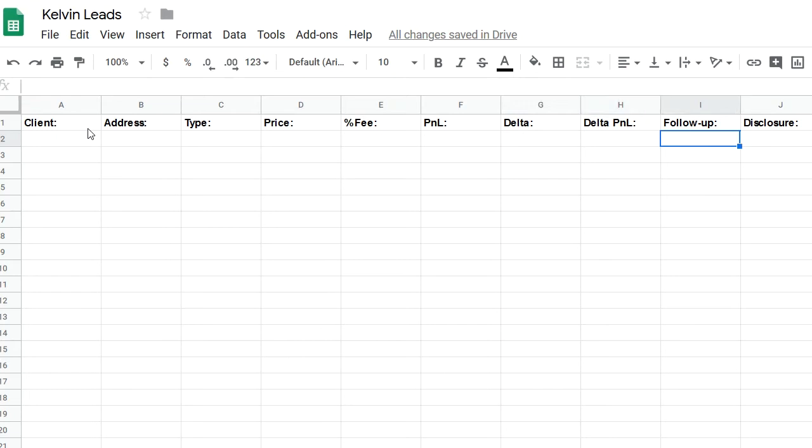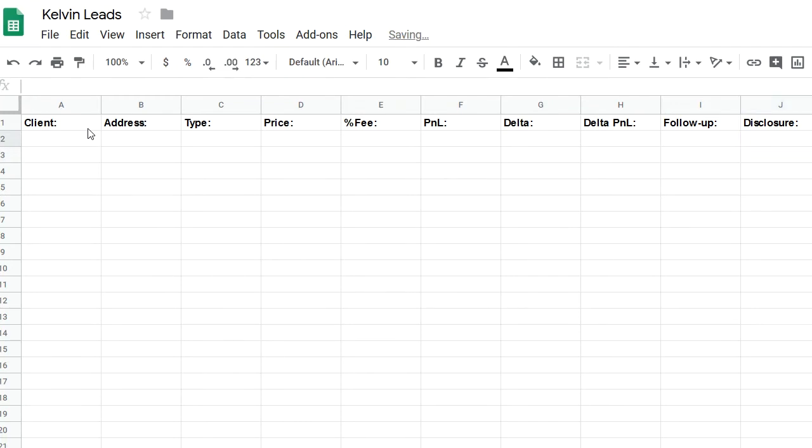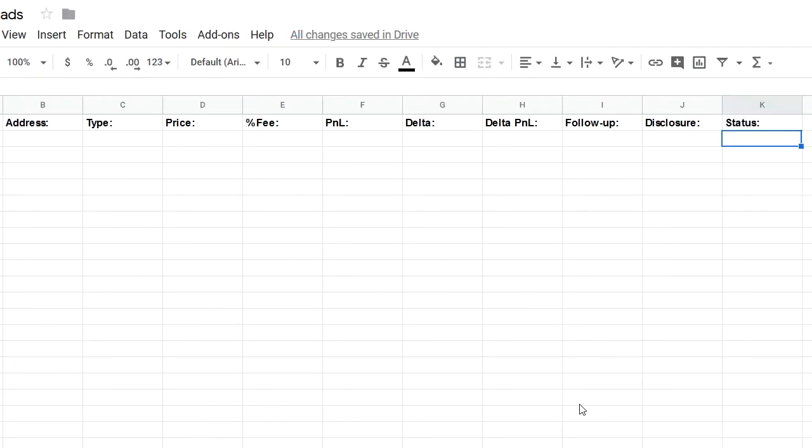And then follow up, this can be perhaps a date, the next date that you wish to follow up or remind yourself to follow up with on the client. Disclosure, this is important. This is yes, no, or sent. This is the agency disclosure form. Last but not least, there is a status or notes column on the very end where you can put the status and also any follow-ups or notes or even search criteria. So let's just do an example.